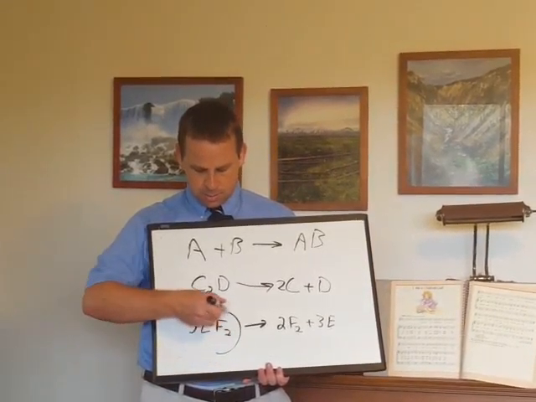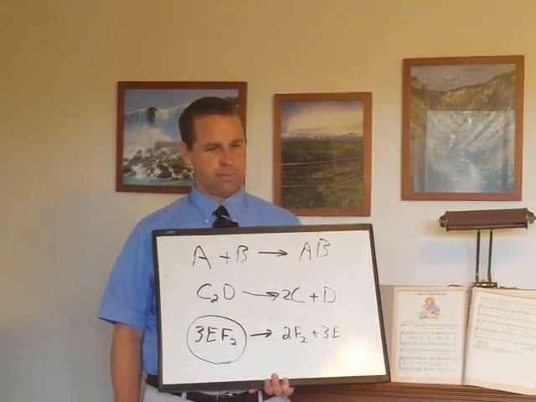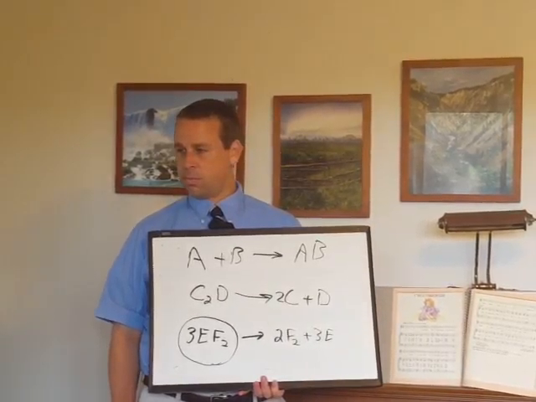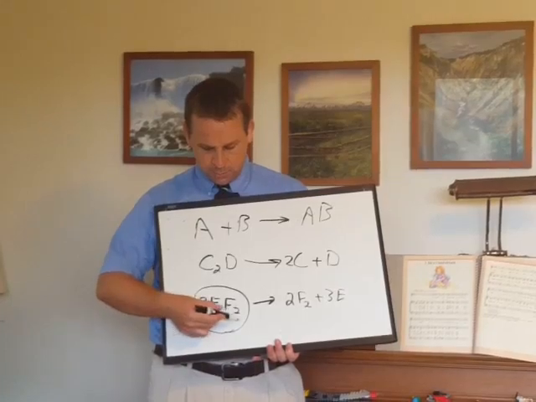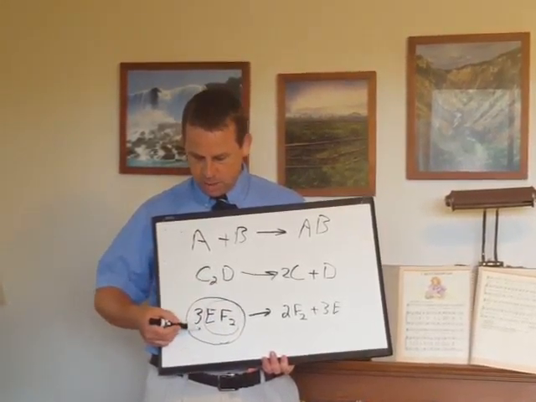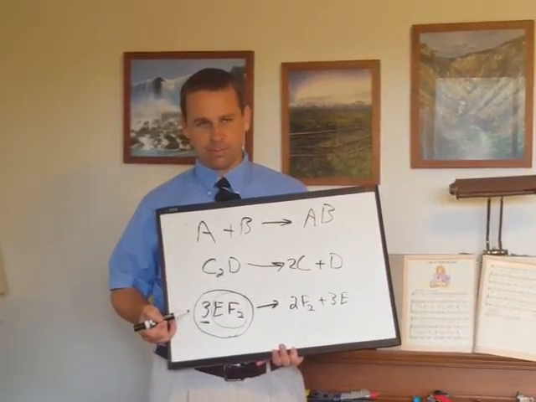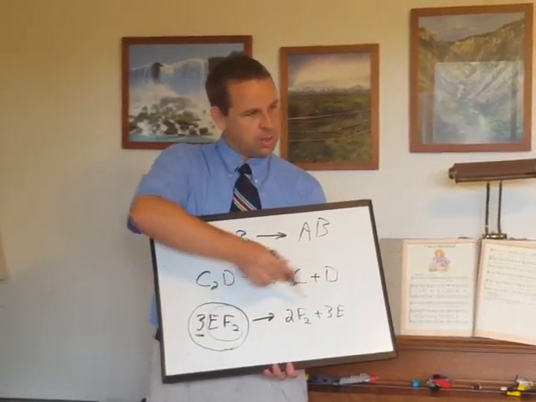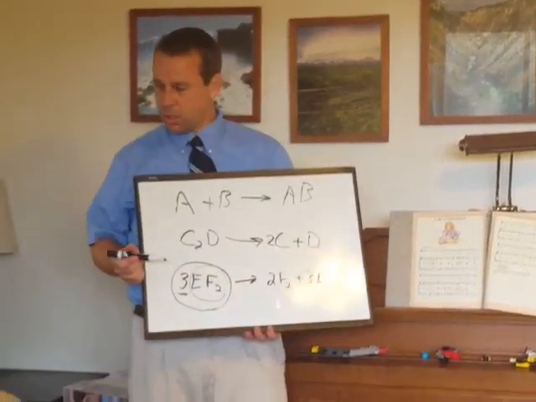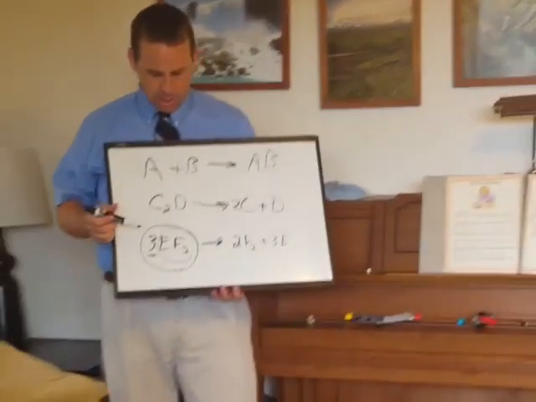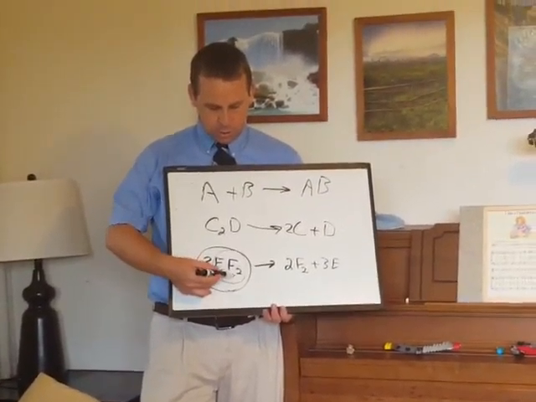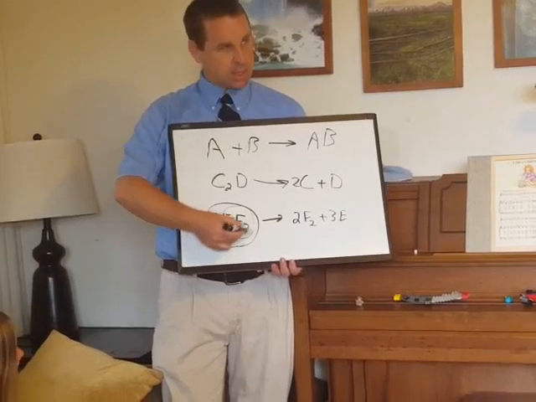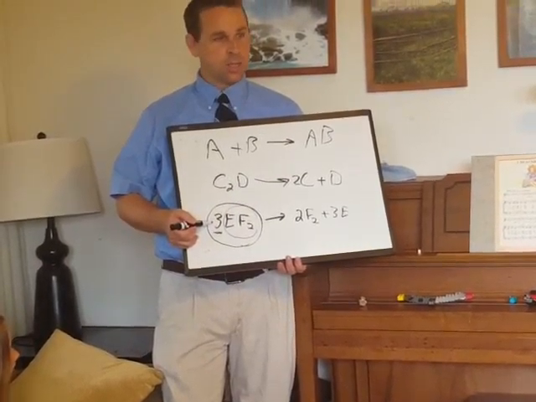How many E's do I have on this side? 3. There's 3 E's. There's one E for every one of these things, but I have how many of them? 3. How many E's are on this side over here? 3. There's 3 E's there as well. Okay? How many F's do I have on this side? Well, there's 2 F's for every one of these things, but I have 3 altogether.